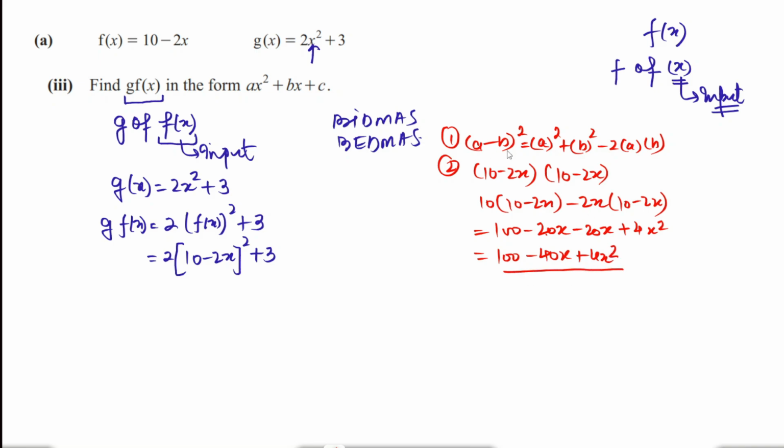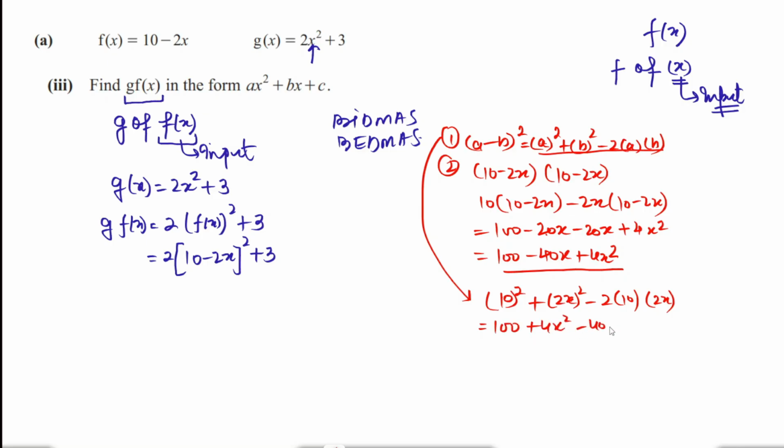Otherwise, you can use this formula also. So how is this formula going to work? We'll plug in here. A minus B whole square means the first number square plus second number square minus 2 times first number times second number. So this is going to be 100 plus 4x square minus 40x. This method is quite easy if you remember the formula. Both are applicable. So let us move to the problem and plug in this value. 2 times we got 100 plus 4x square minus 40x plus 3.